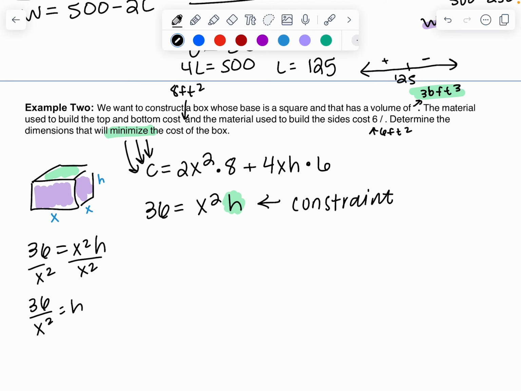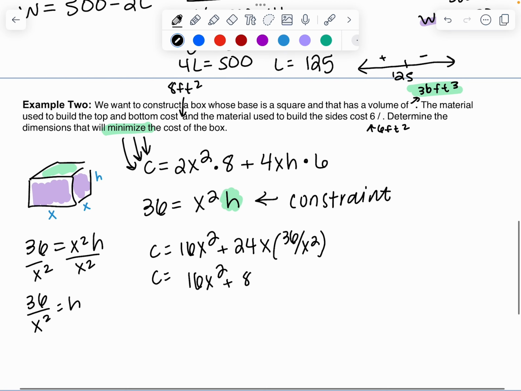Now I'm going to take my cost equation and replace h with 36 over x squared. As I go, I'm going to simplify a little bit, because 2 times 8 is 16, so I'll have 16x squared, and 4 times 6 is 24. When I get to h, I'm replacing that with 36 over x squared. Then 24 times 36 is 864, and x divided by x squared makes it 864 over x. So this is the equation of the cost, including the constraint that the volume has to be 36 feet cubed.